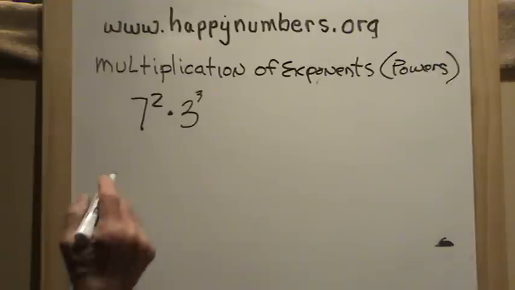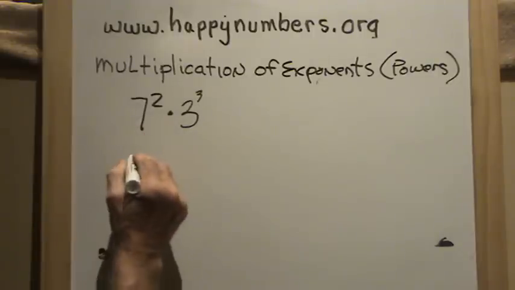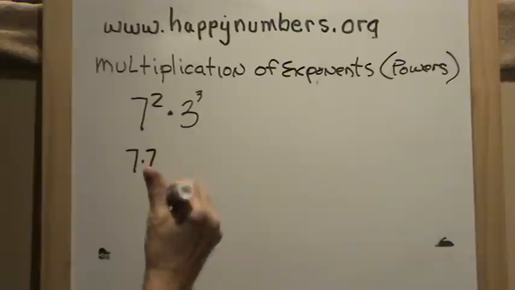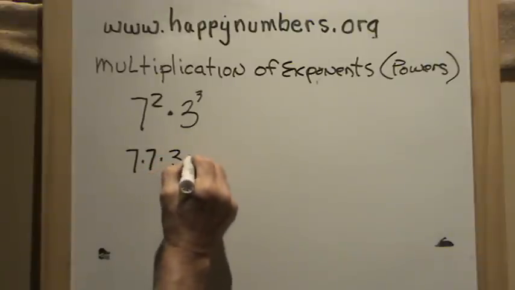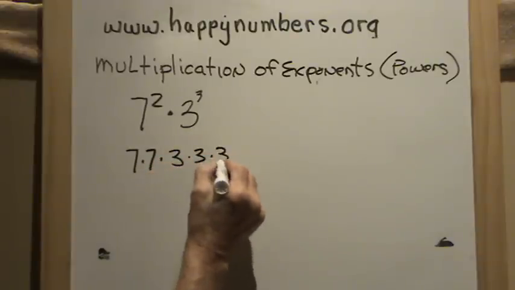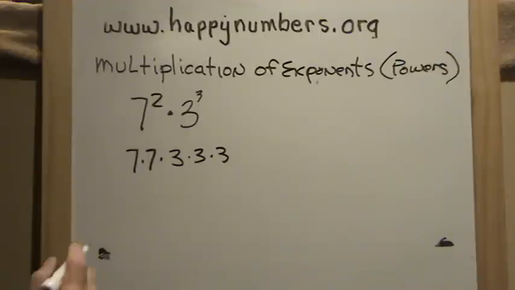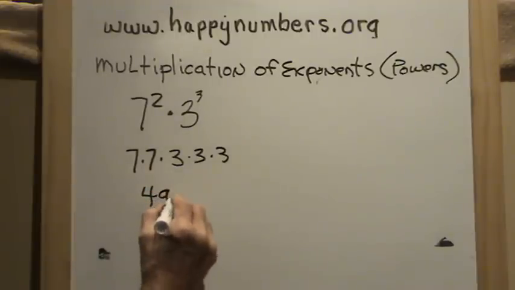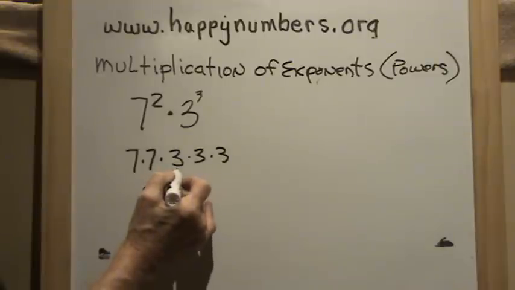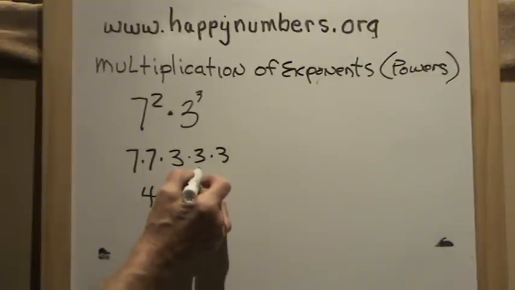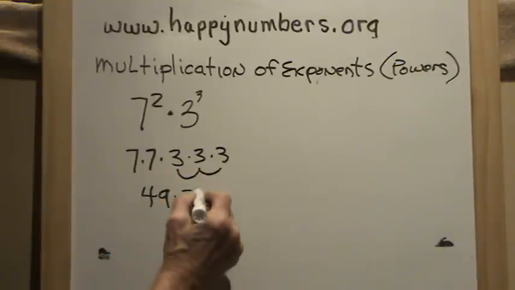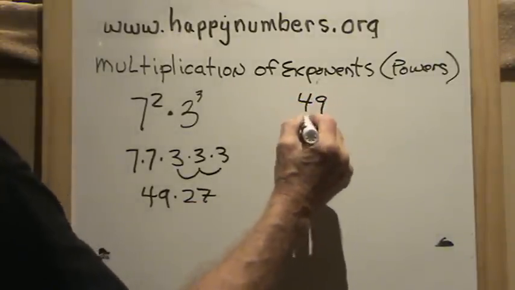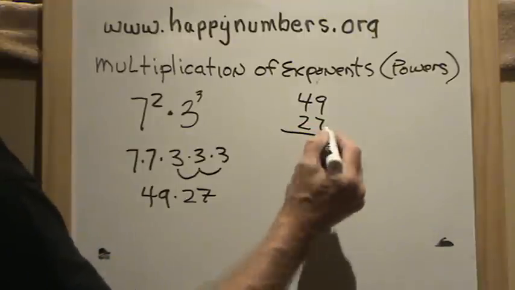All right. 7 to the second power is 7 times 7. 3 to the third power is 3 times 3 times 3. All right. 7 times 7 is 49, times 3 times 3 is 9. 9 times 3 is 27. So now we have to multiply 49 times 27.